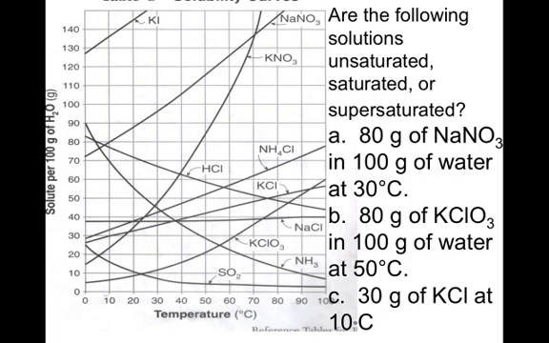The first thing you need to be able to do is look at a point on the graph and decide whether it makes a saturated, unsaturated, or supersaturated solution. So for this problem here, we have 80 grams of sodium nitrate at 30 degrees, which would put it right here on my graph. The curve for sodium nitrate is here, so this is a point below the line, meaning that it's an unsaturated solution. We could fit more in there.